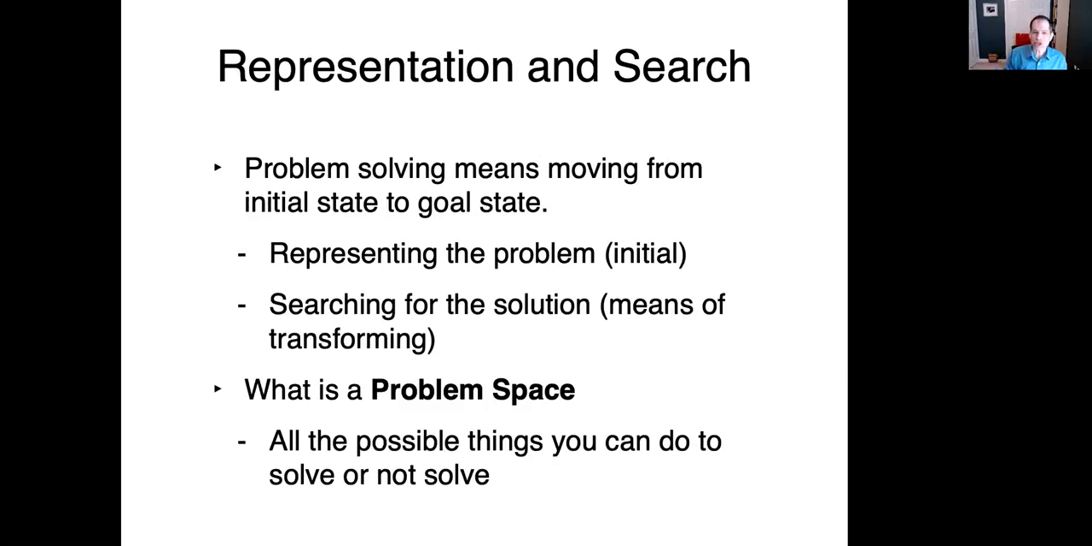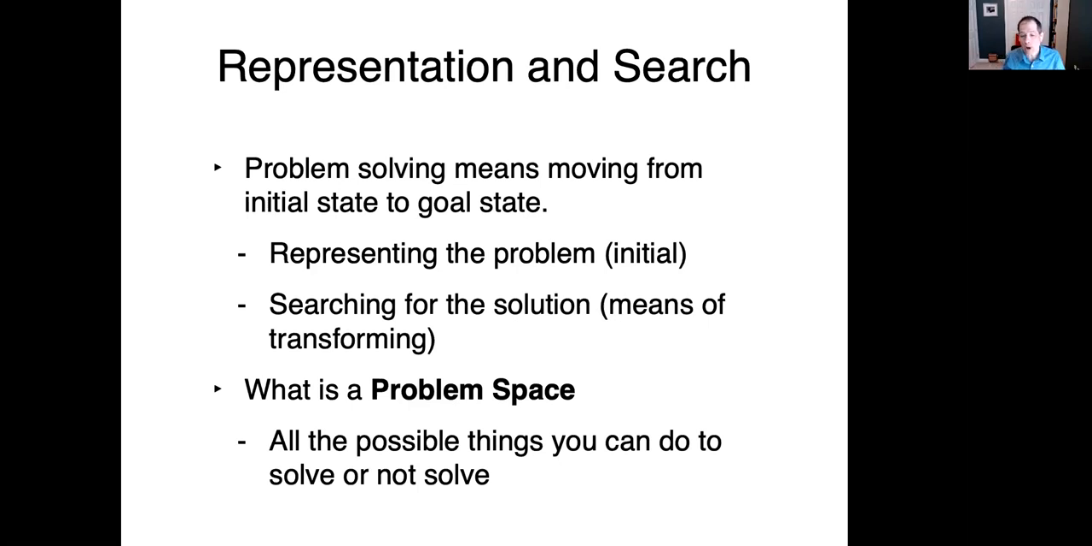So representation and search. I suggested that problem solving means moving from an initial state to a goal state, right? So this implies, although I didn't say it earlier, that you need to represent the problem in your mind. So you need to know what this initial state is. You need to be able to elucidate or describe what the initial state is, and to create a mental representation or a mental model of the initial state and a mental model of the goal state. That allows you to search for a solution. So you represent the problem, and then you can use a series of means to solve this problem.